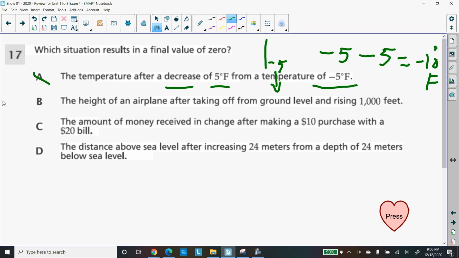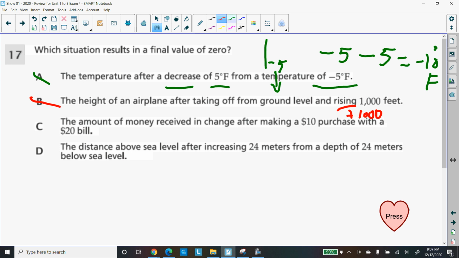Let's look at B. The height of an airplane after taking off from the ground level, rising 1,000 feet. Wait a minute, how do I know it's going up? Because it's rising. That's positive. So positive 1,000 would be how you would write that. That's not equal to 0. If anything, it's 0 plus 1,000. So B is no good.